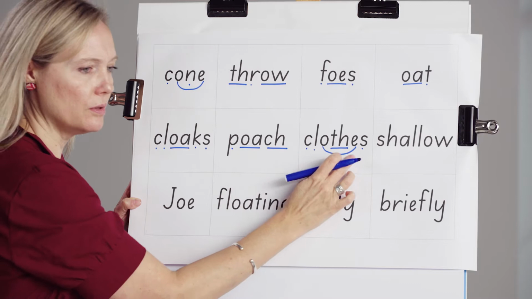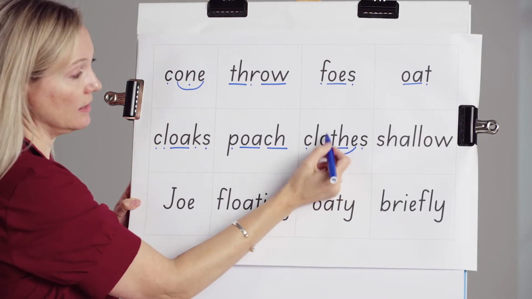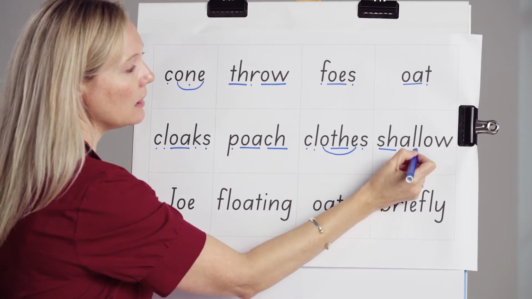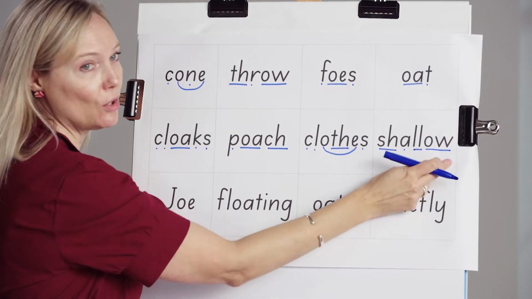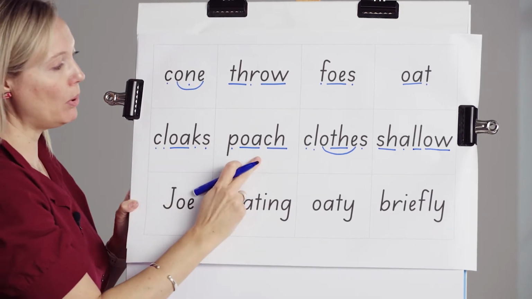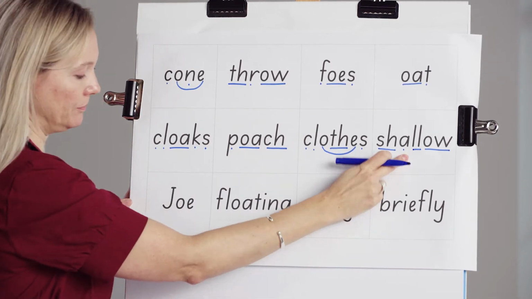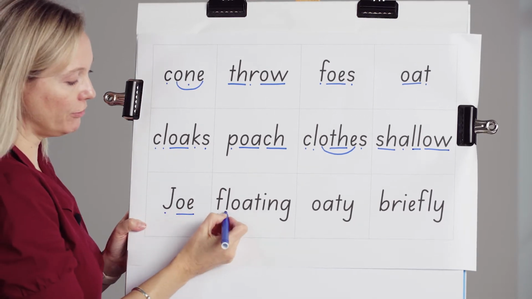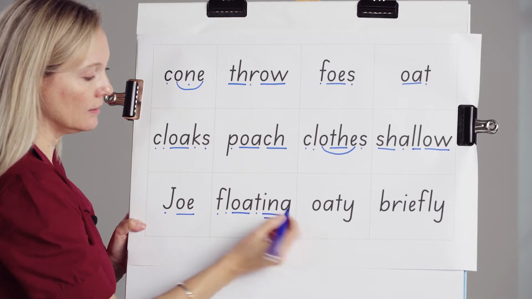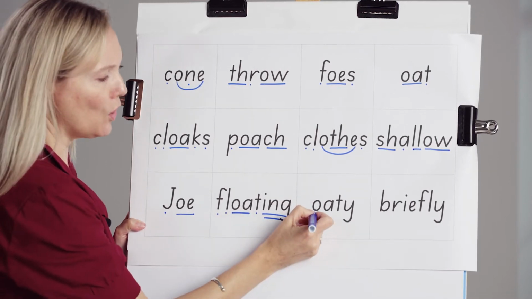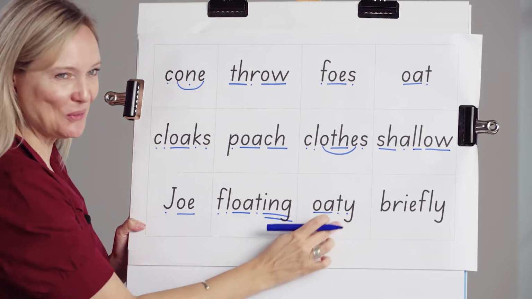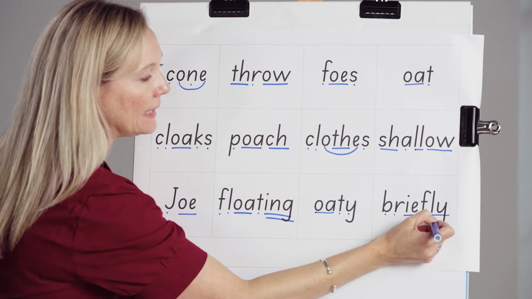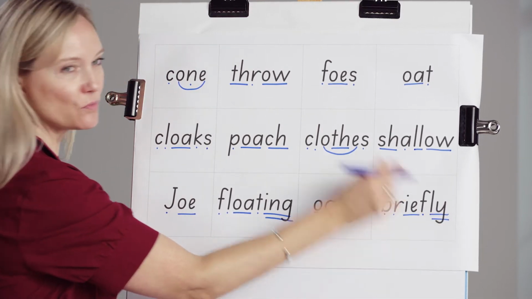K, l, o, th, s. Clothes or clothes? Voice that consonant there. Clothes. Shallow, shallow. Cloaks, poach, clothes, shallow. J, o, Joe. Floating, floating. Oaty. Briefly, briefly. Should we read them all again?